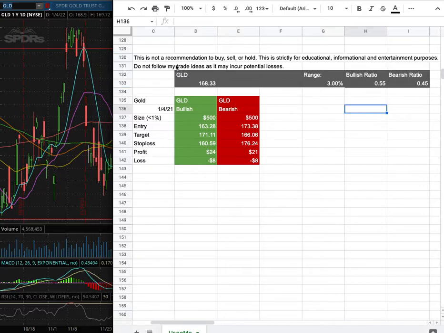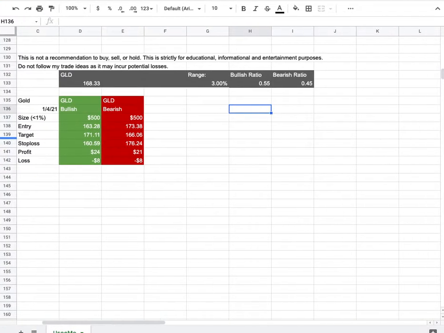However, if I were to open a short position, my entry is at $173.38, and that is this range there. My sell target is at $166.06. My stop loss is at $176.24. So whichever entry price were to hit first, that'll be my position of the week.